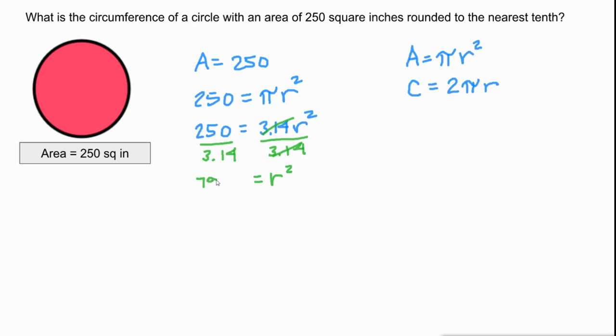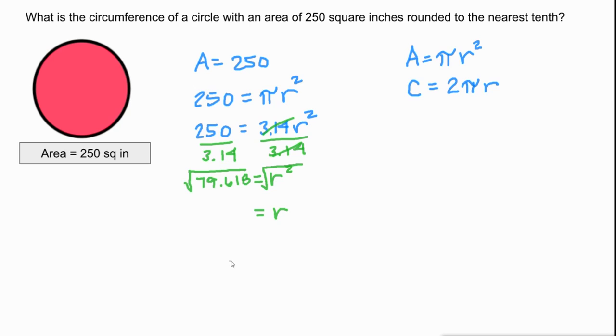That is 79.618. I'm not doing too much rounding there, to make sure we don't have a rounding error. And then in the next step, we want to do that familiar thing where we take the square root of both sides. That is doing the inverse operation to what's being done to r. The inverse of squaring is the square root.